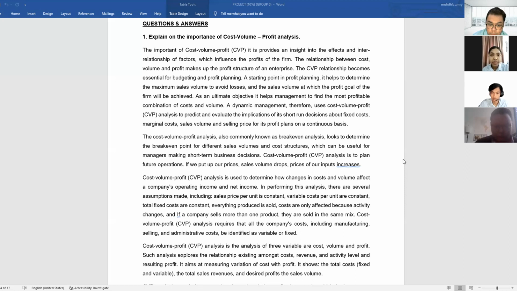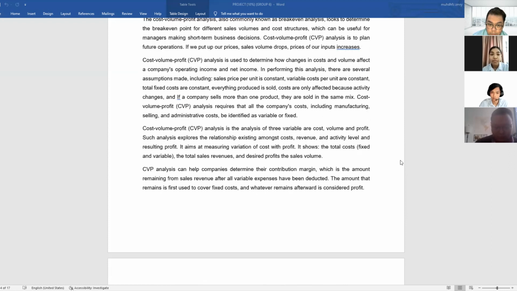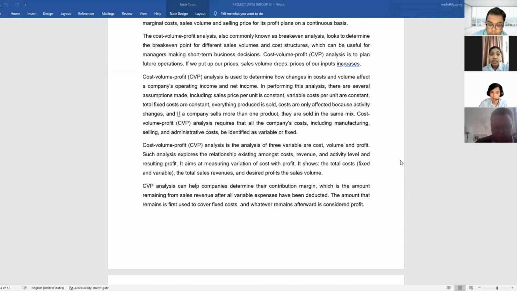As an ultimate objective, it helps management to find the most profitable combinations of cost and volume. Therefore, it uses cost volume profit analysis to predict and evaluate the implications of short-run decisions about fixed cost, marginal cost, sales volume, and selling price for its profit plans on a continuous basis. The cost volume profit analysis, also commonly known as break-even analysis, looks to determine the break-even points for different sales, volume, and cost structures, which can be useful for managers making short-term business decisions. That's all from me. I would like to pass to my team member.